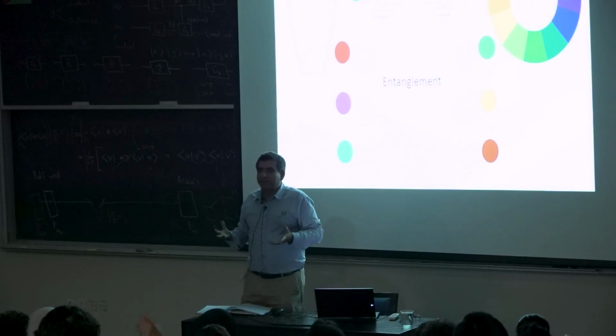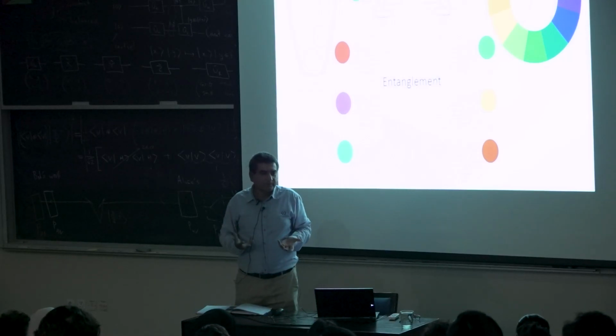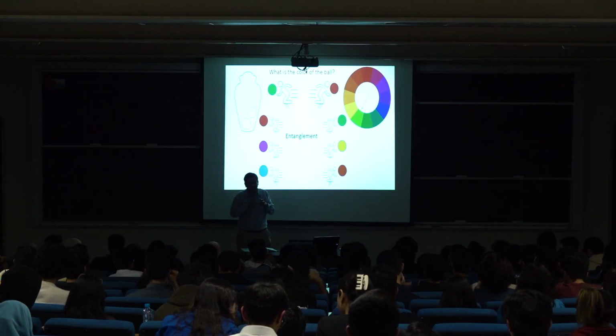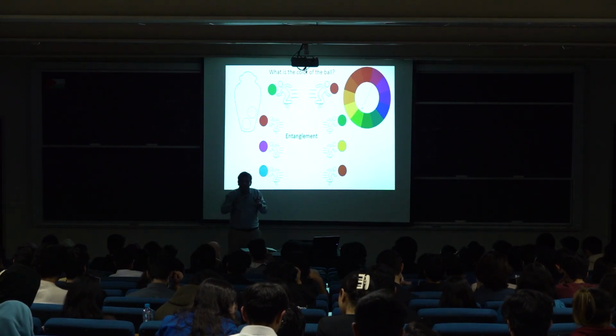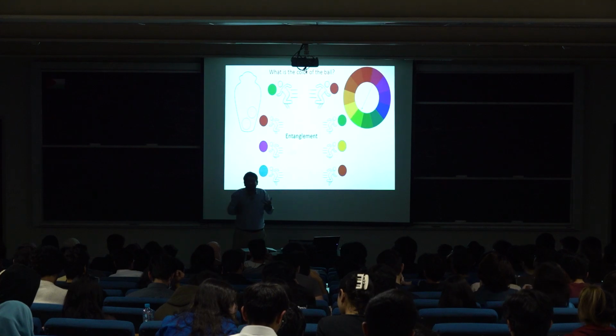Now in this scenario, it's very hard to say what is the color of a ball. That's why I've drawn the ball in a color-neutral fashion. The ball does not have a property per se of color.